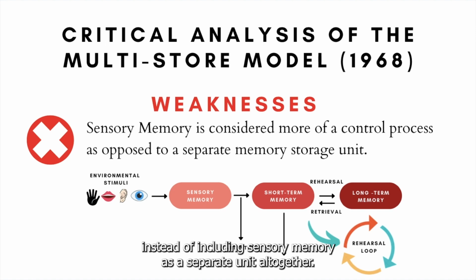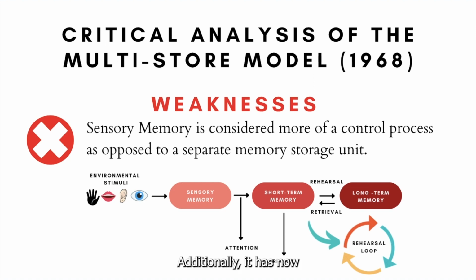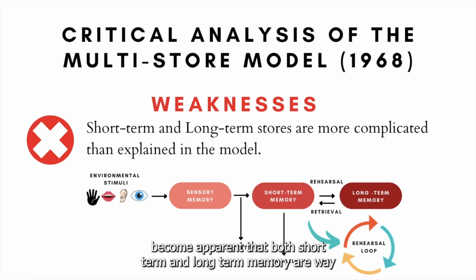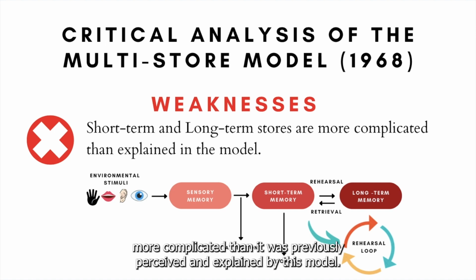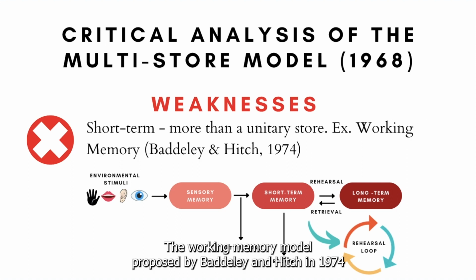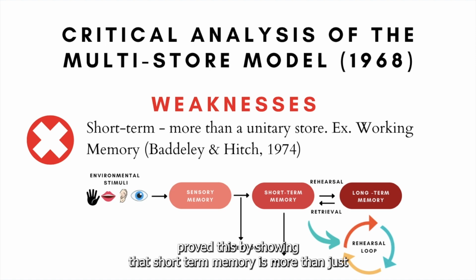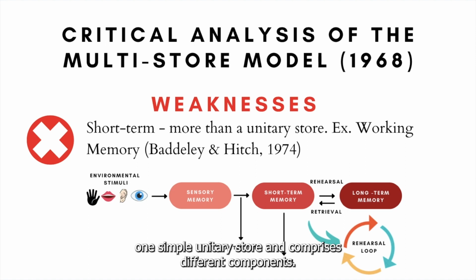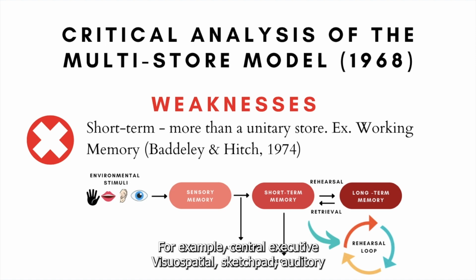Additionally, it has now become apparent that both short and long-term memory are way more complicated than was previously perceived and explained by this model. Short-term memory, for example, is more than just a unitary store. The working memory model proposed by Baddeley and Hitch in 1974 proved this by showing that short-term memory is more than just one simple unit store, comprising different components, for example, the central executive, visuospatial sketchpad, phonological loop, etc.